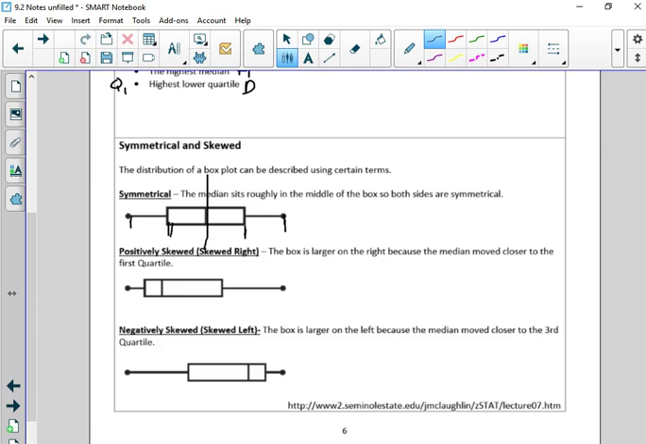Here are the two that throw people off the most, and they get backwards all the time. If you think about real life, it'll make much more sense. To be skewed right, the box is larger on the right side, because the median moved closer to the first quartile. Okay? So it's skewed right. Negatively skewed left, the box is larger on the left because the median moved closer to the third quartile. People get this backwards all the time.